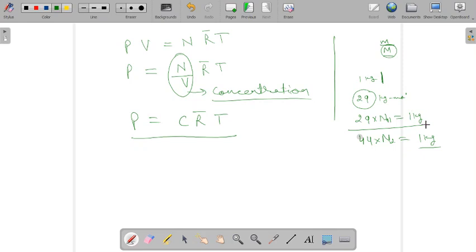Okay. So basically this mass of 1 kg is formed by a number of molecules, a number of moles. Will this n1 and n2 be the same? Can it be the same? Please tell me. If in place of this I write 1 kilogram mole, will it be the same?